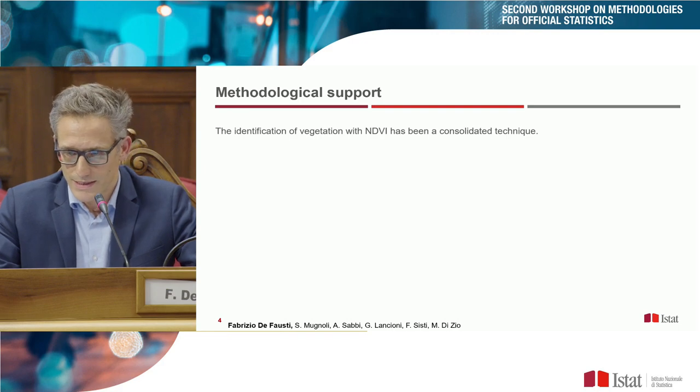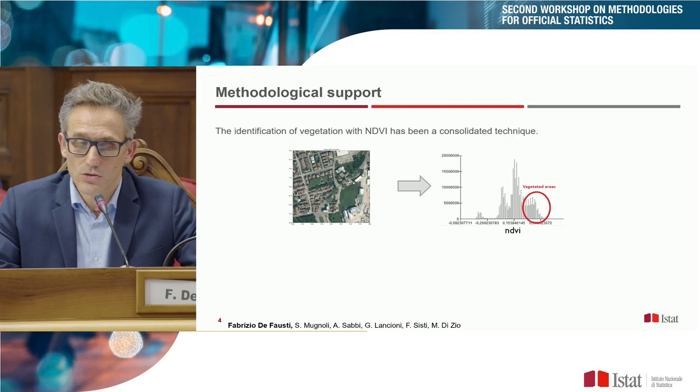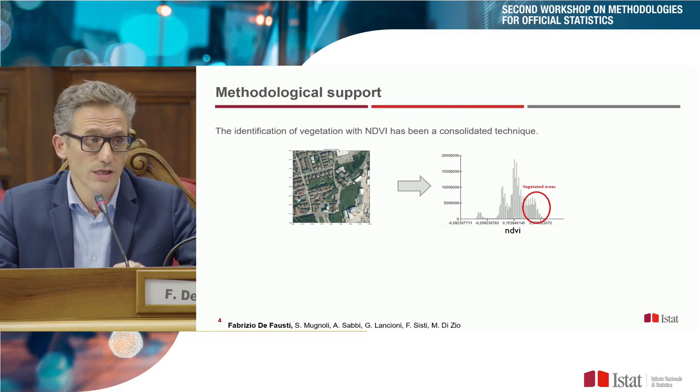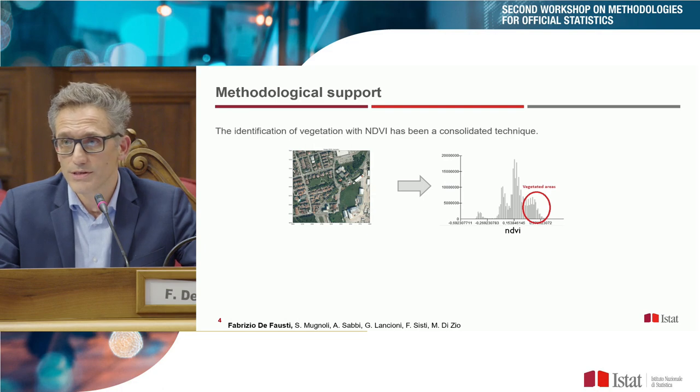Okay, our problem is this. We have an orthophoto. We produce for each pixel of the orthophoto the NDVI index, and then we produce a histogram of the distribution of the values of this index. We can see an example of this histogram. What we see is that there are some groups in these histograms because the soil under the image is different. There is water, there is building, and so on.